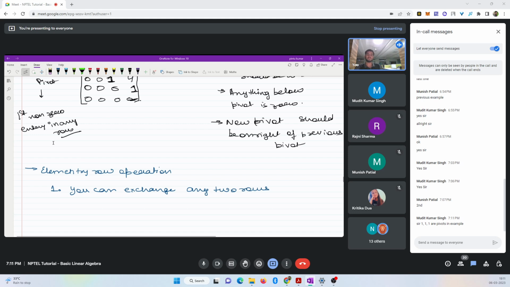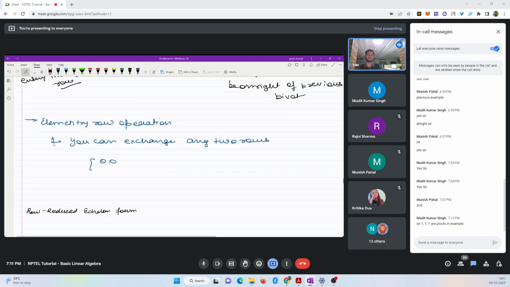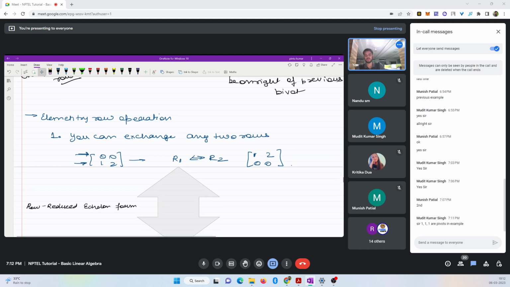For example, let's say your matrix was something like 0, 0, 1, 2. If you want to reach your row echelon form from here, what you will do is exchange row 1 with row 2. This is the first row of our matrix, this is the second row of our matrix. You will exchange these two. So what you will get is 1, 2, 0, 0. So this is a row echelon form.